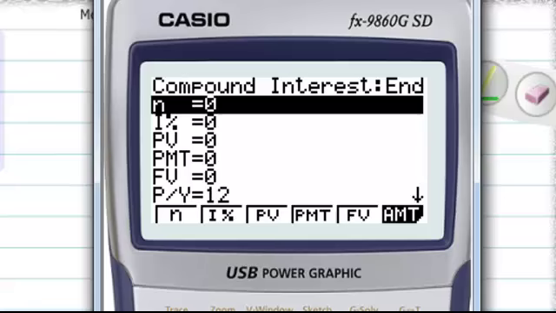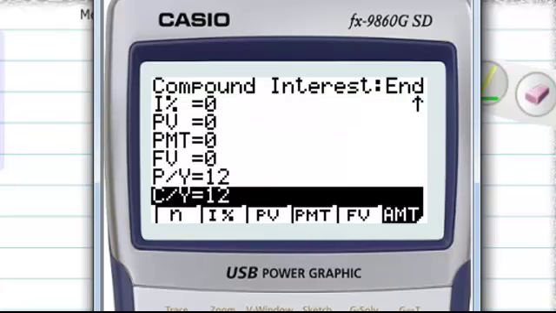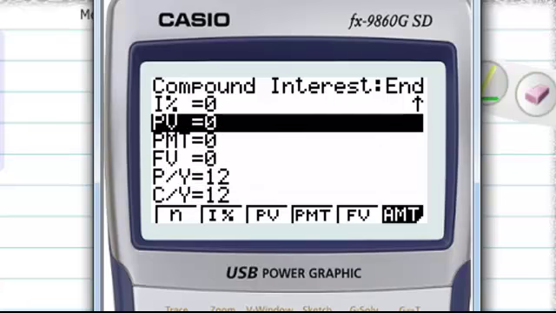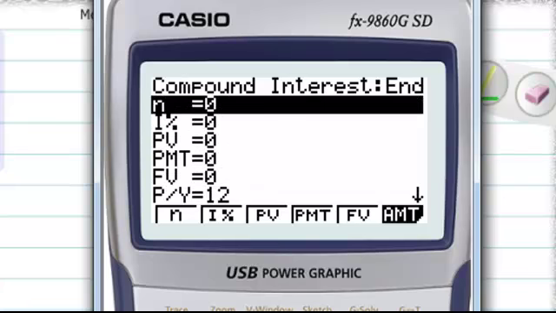Notice that the window you have there has N, I, PV, payment, FV, payments per year, and then if you scroll down a bit further, it comes down to compounding periods per year. So they're the things that we need. What you need to do on your bit of paper is to write down N, I, PV, payment, future value, payments per year, and then compounding periods per year.